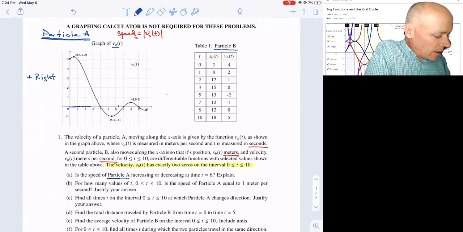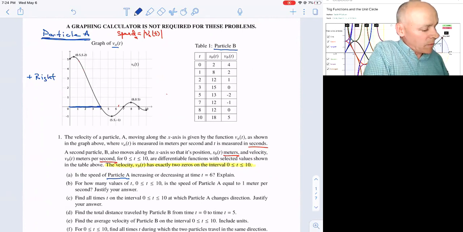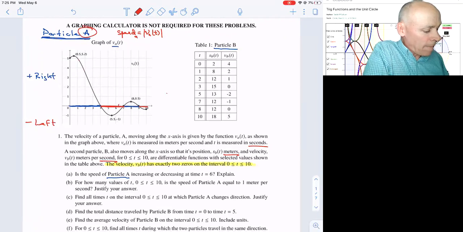I'm just going to do blue to indicate the particle is moving to the right. So on that interval there, I'm just highlighting on the x-axis, from 0 to 4, the particle moves to the right, and then it moves to the right from 7 to 9. And then when velocity is negative, the particle is moving to the left. So it's moving to the left on the interval from 4 to 7, and then also from 9 to 10. Okay, and that was particle A.